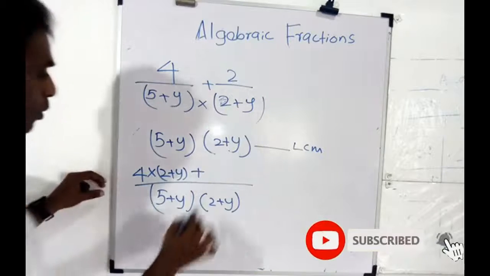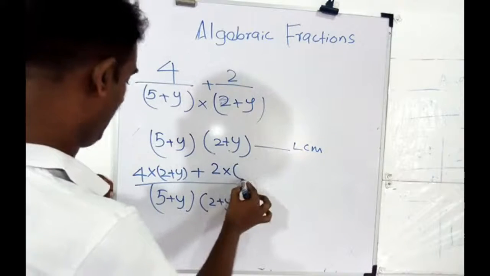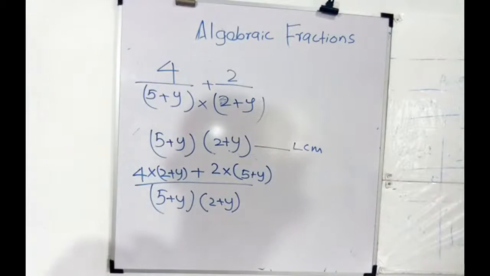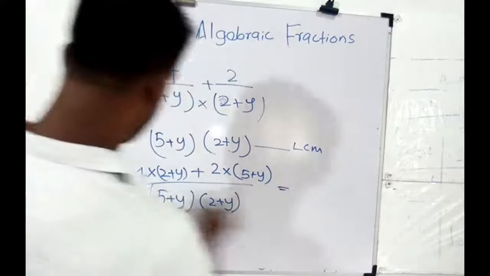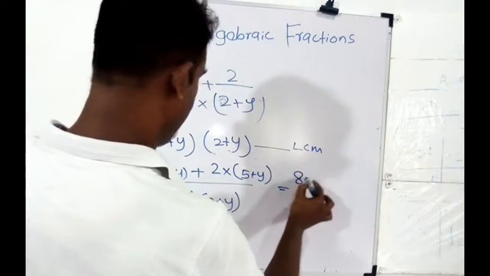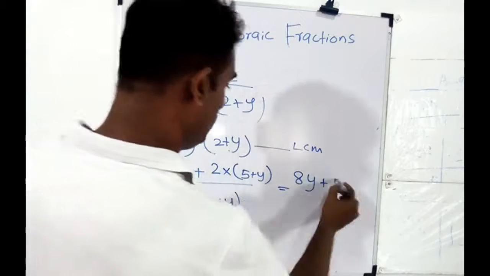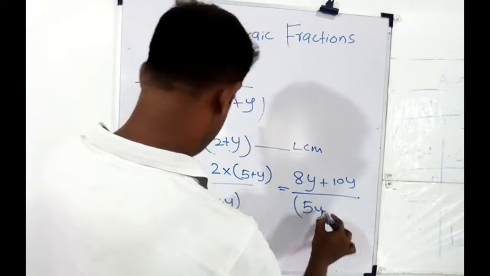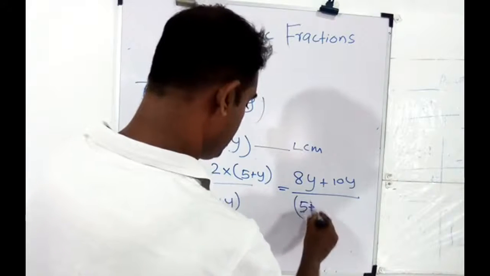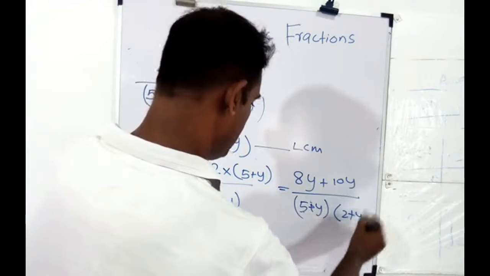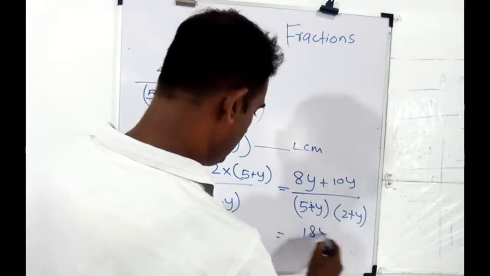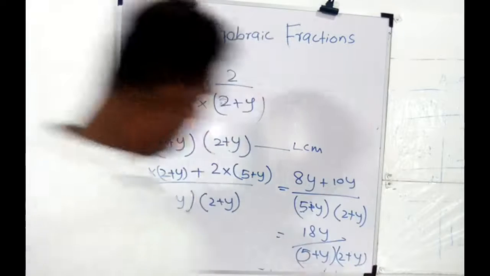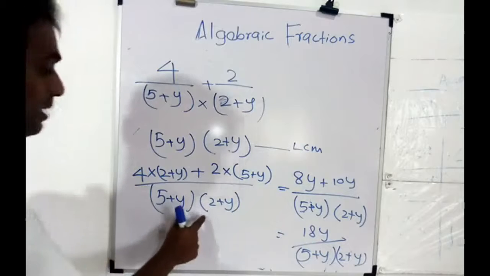Multiply that. Therefore, we want to multiply 2 by what? 5 plus y. We want to multiply 2 by 5 plus y. Right. Now, 4 into 2, 8y plus 2 into 5, 10y. So, 5 plus y, 2 plus y, 8 into 10, 18y, 5 plus y, 2 plus y. Right. Remember that, children, don't multiply, simplify this one.